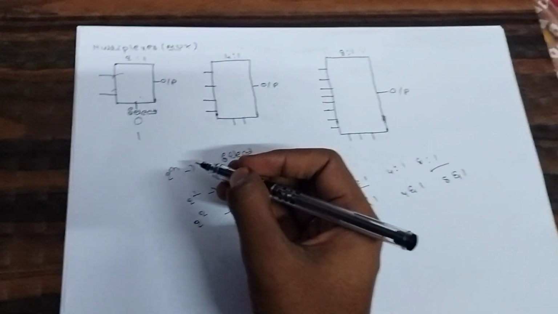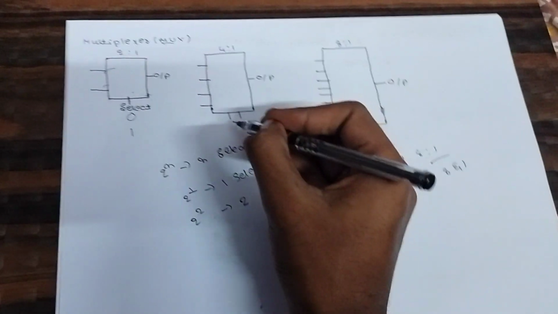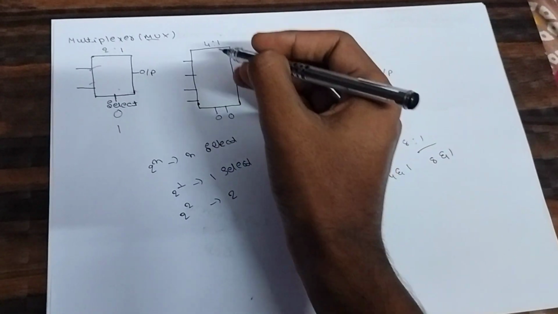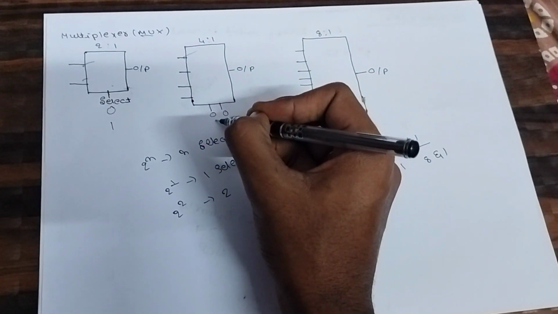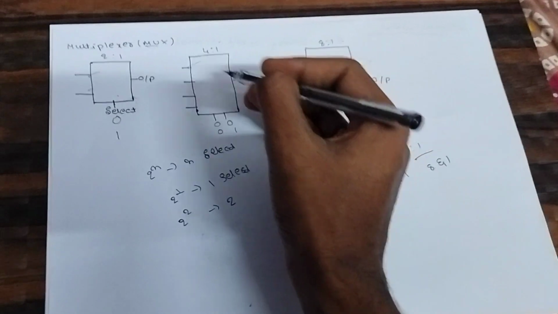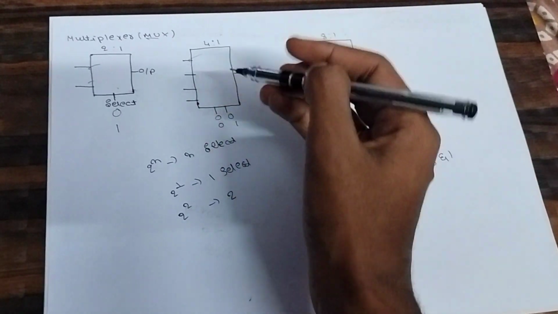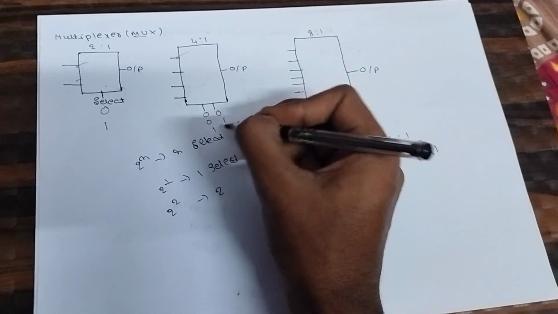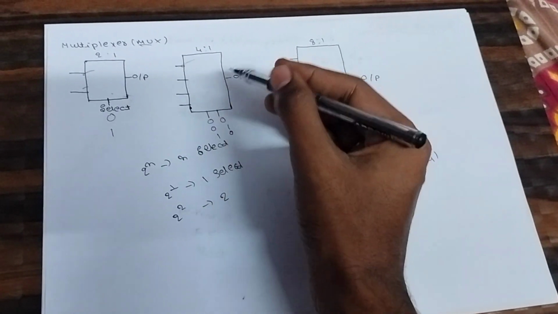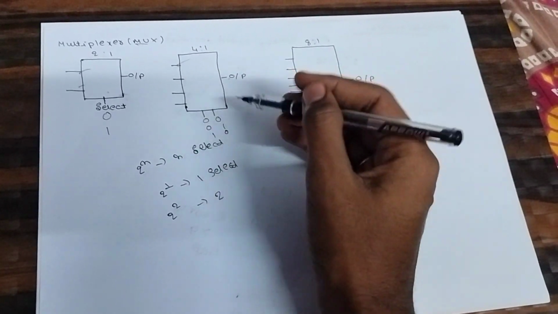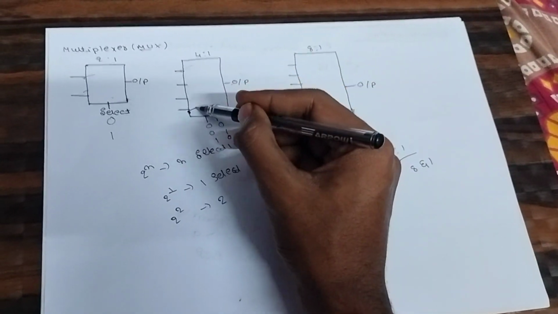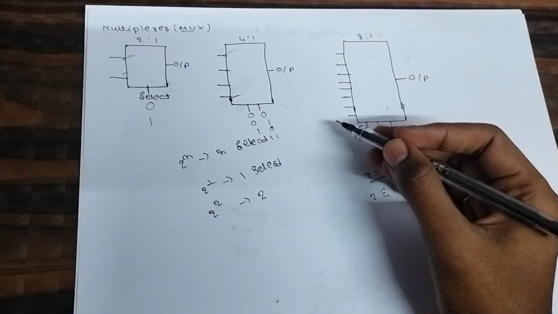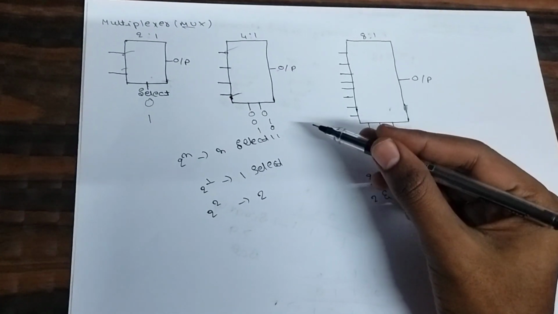Then we will understand how the 4:1 multiplexer works. If the select is 0 0, then directly it will take this input and give the output as this input. If the select is 0 1, then it takes this input and gives the output as this input. If the select is 1 0, it takes this input and gives the output as this input. If the select is 1 1, it takes this input and gives the output as this input. The 8:1 multiplexer also works the same way.